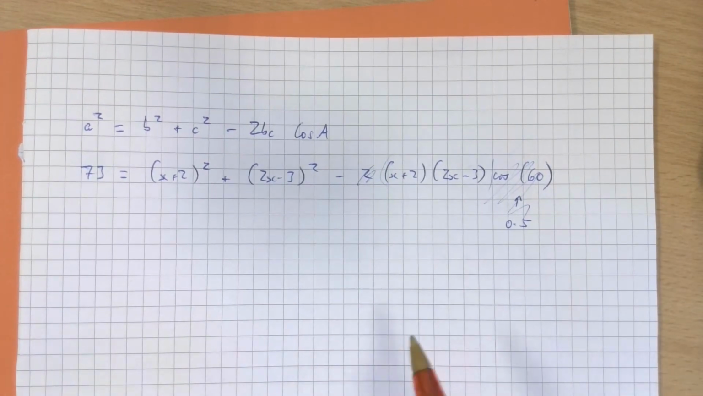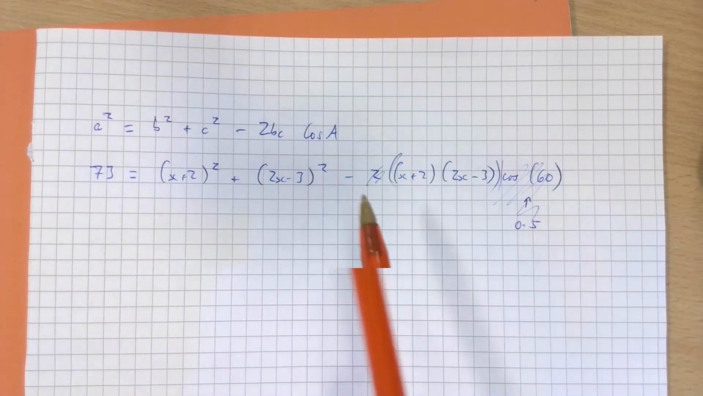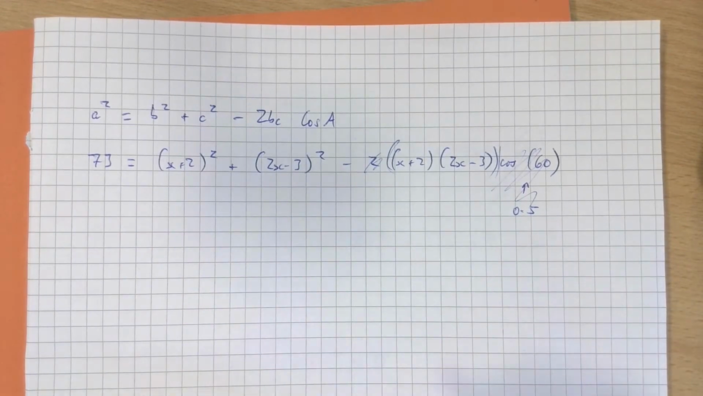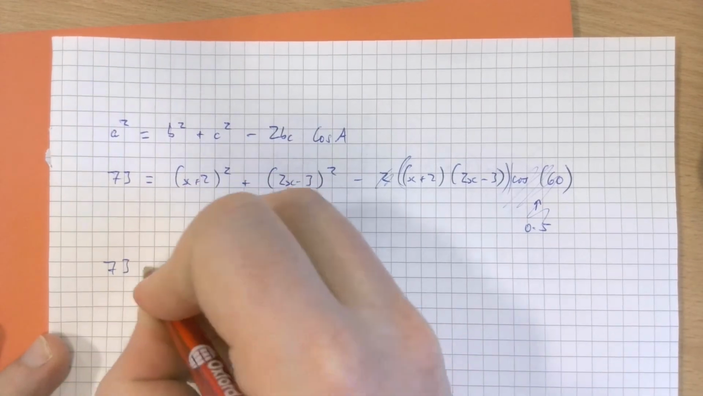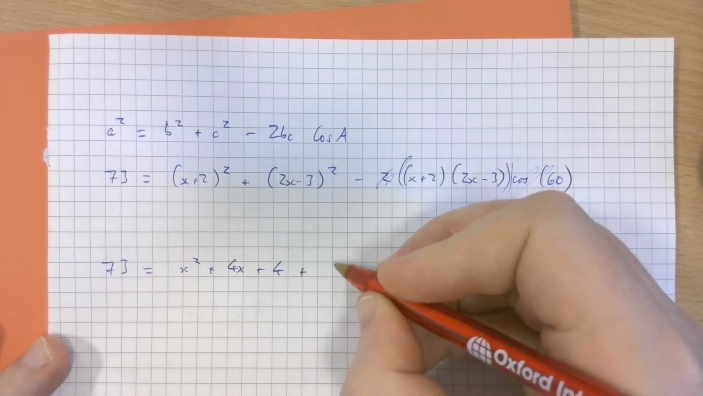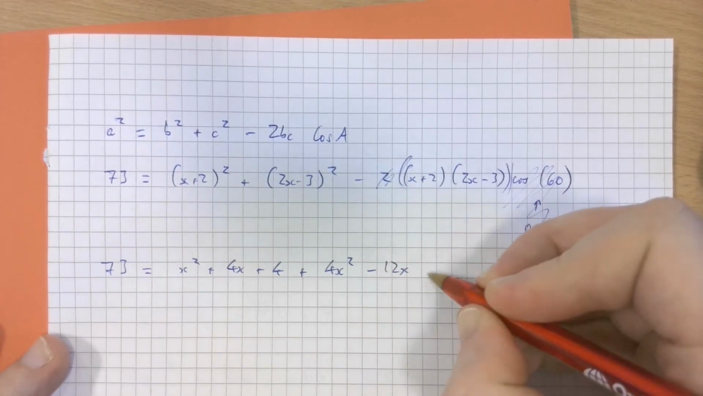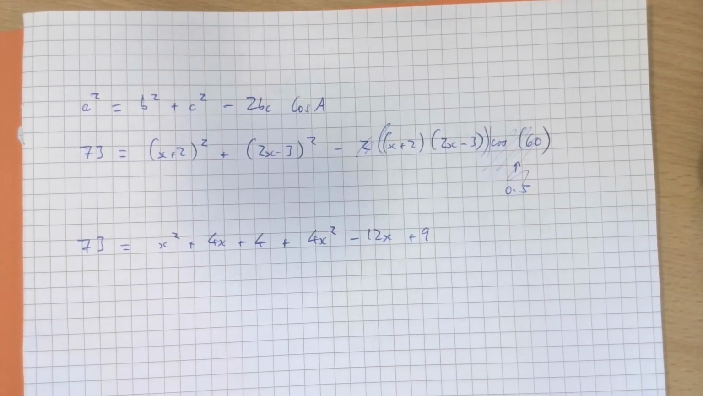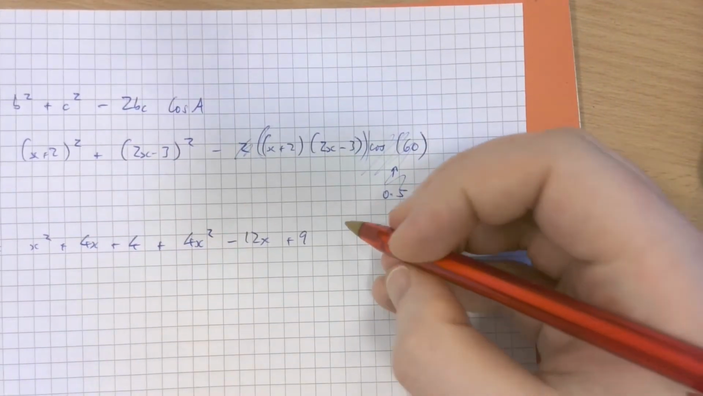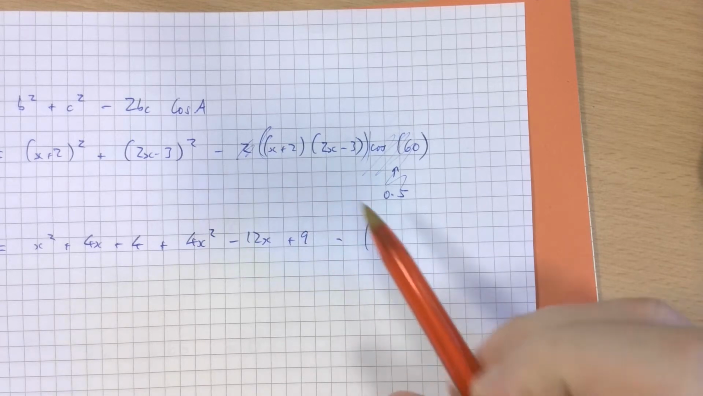So what am I doing? I am expanding x plus 2 and 2x minus 3 and subtracting the result of that quadratic from the expansions of x plus 2 and 2x minus 3, each having been squared. Let's give that a go. 73 equals x squared plus 4x plus 4 plus 2x minus 3 squared. That's 4x squared minus 12x plus 9. If you need to go back and look at FOIL expansion to expand expressions like that, then that's something I would recommend you should do. We're subtracting the expansion of x plus 2 times 2x minus 3 from that.